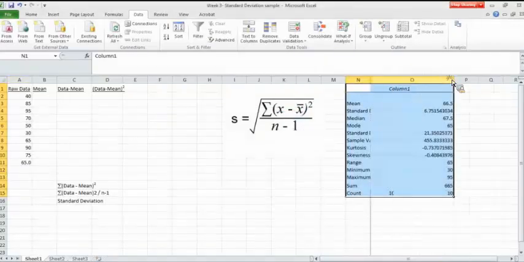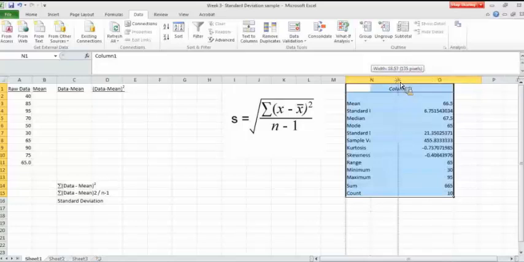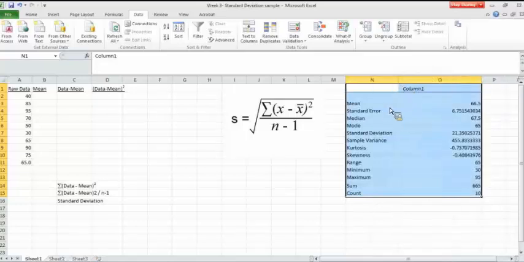So you can see it's already able to tell us what the mean is, the standard error, the median, the mode, standard deviation, which is what we're looking for, and then some other items that we'll be talking about.